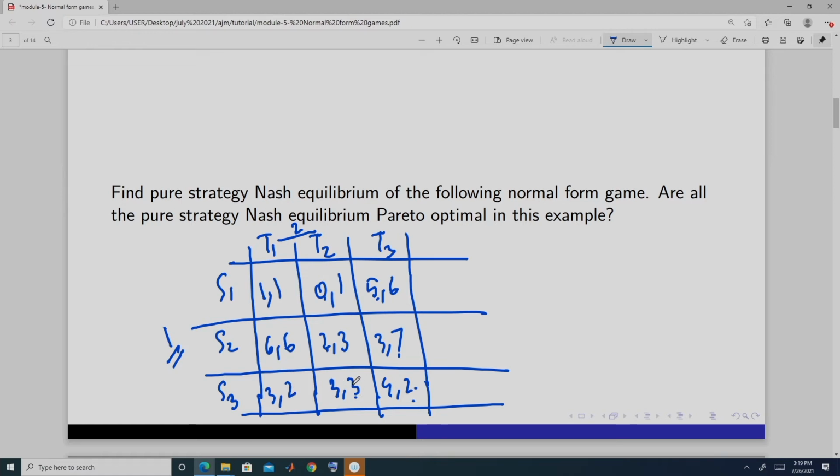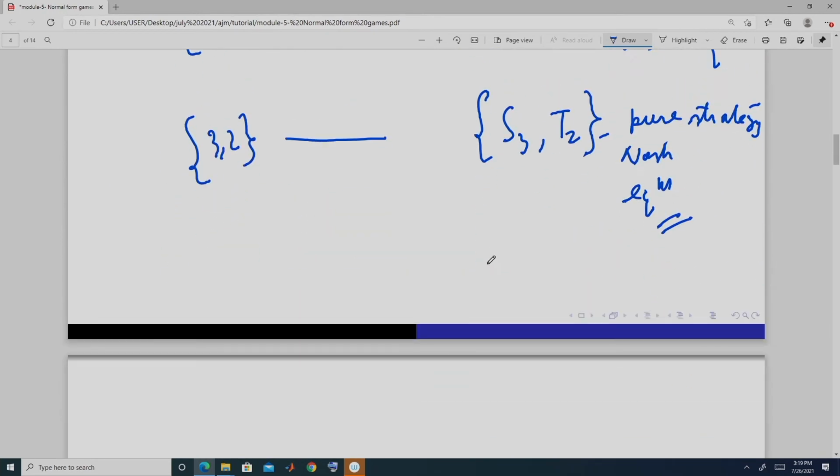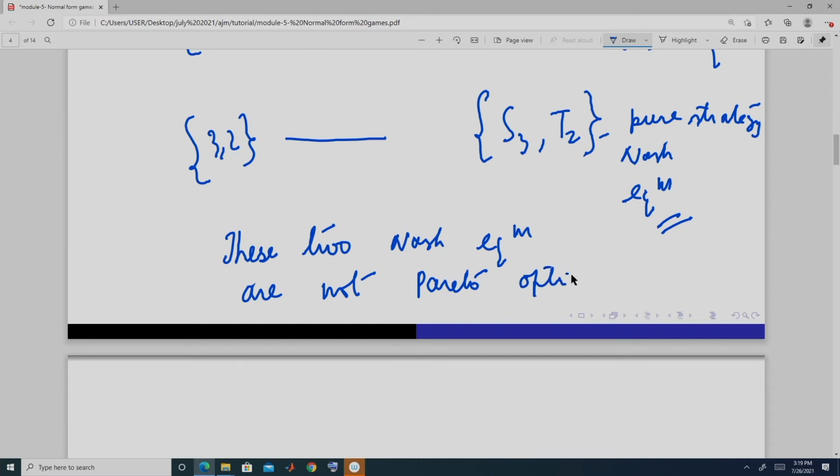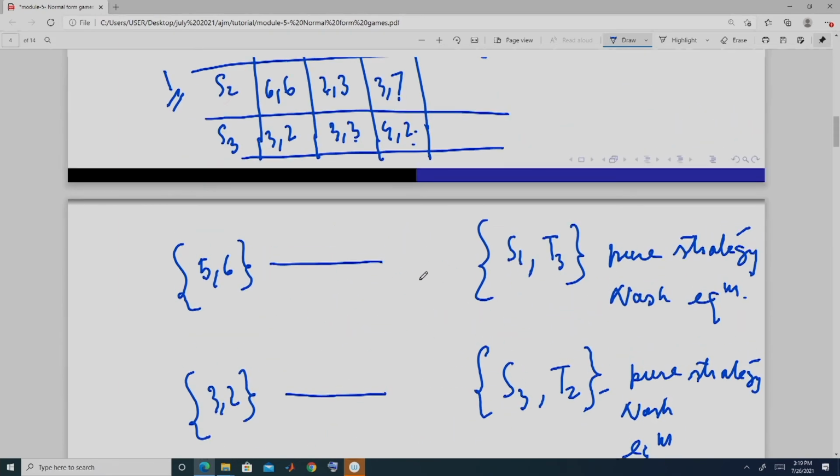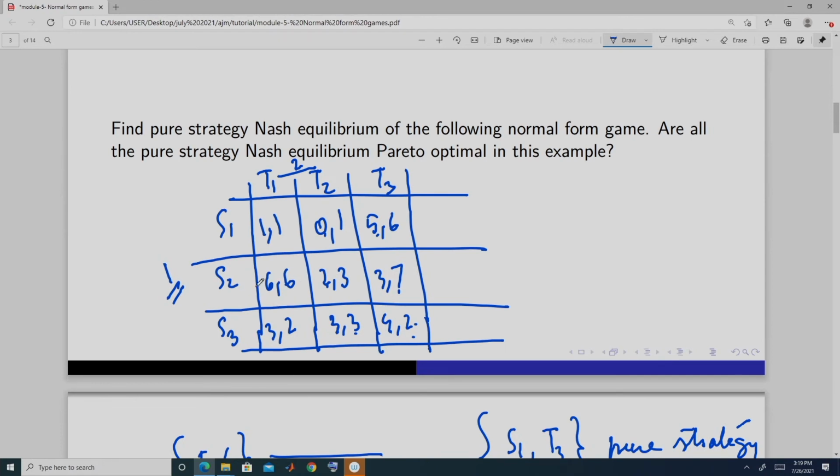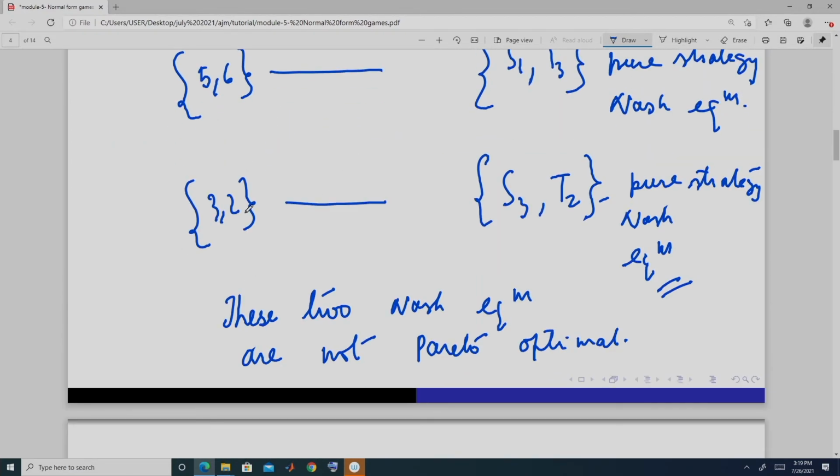Here, this is 1, so we can improve the payoff of both the players if we move from this to this. So, that is why these two Nash equilibria are not Pareto optimal. Why? Because there exists another payoff, that is this combination of payoffs, which is better than both these two Nash equilibrium outcomes.